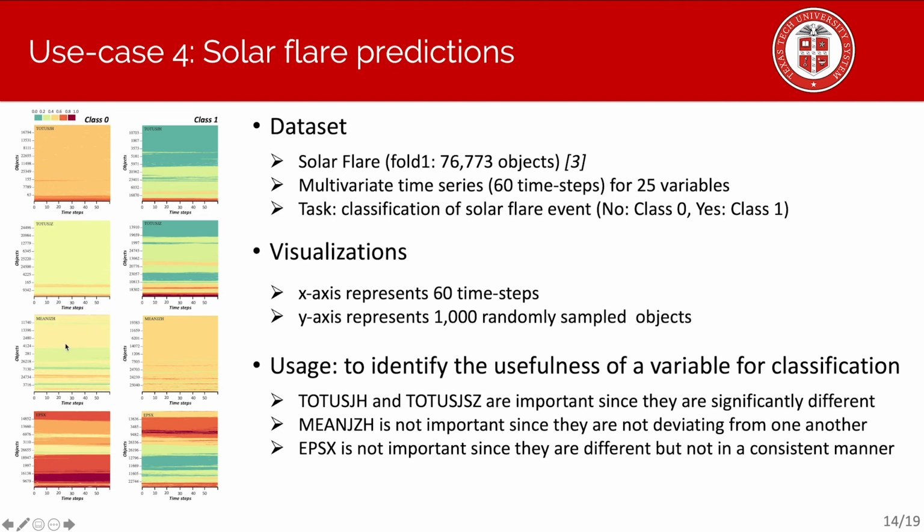Meanwhile, this variable is not that important because there is no big difference between the 2 classes for the same variable. It is interesting for the last case as well. Even though they are different, they shouldn't be selected, because the variables are different in an inconsistent way. Some are decreasing while some others are increasing. So it's not going to be helpful in the classification task.